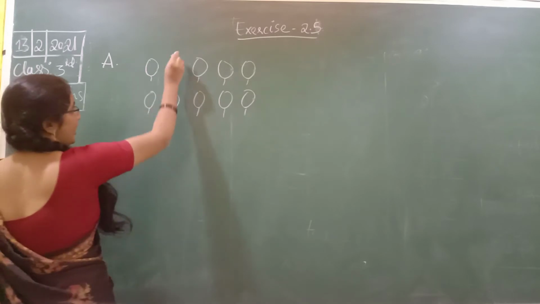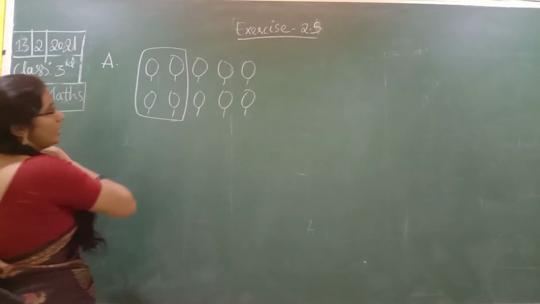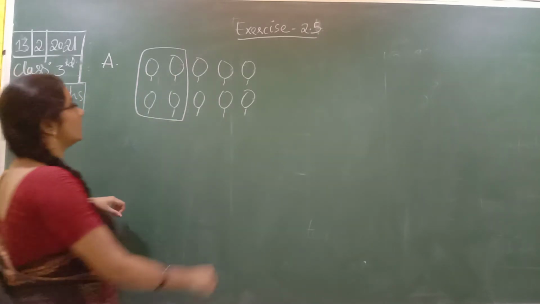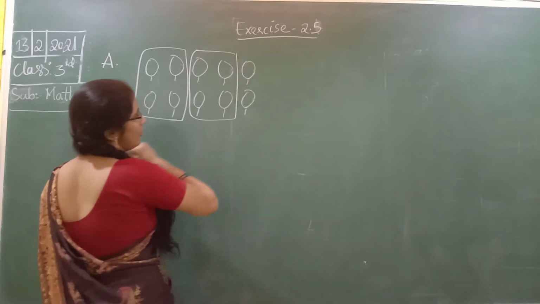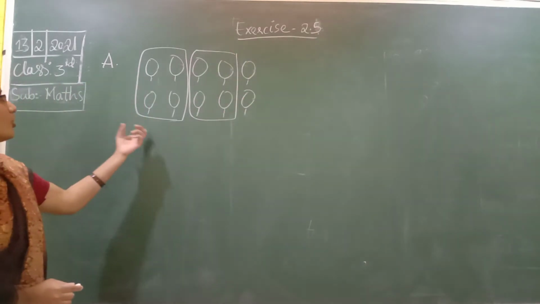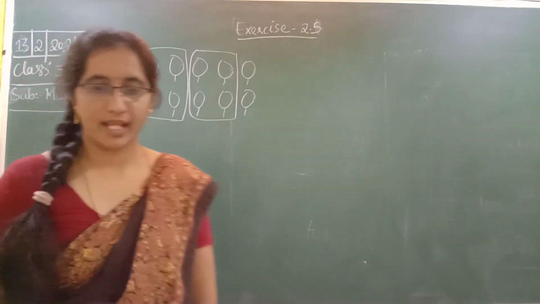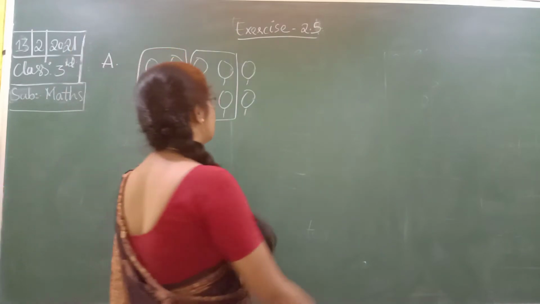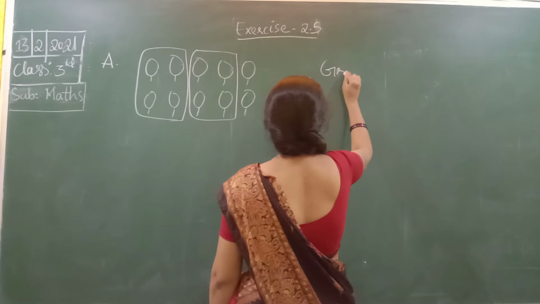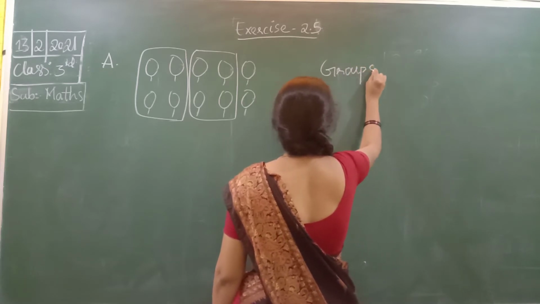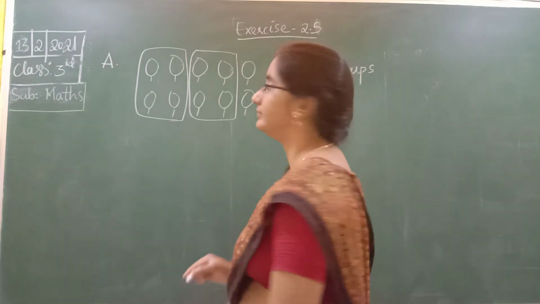That means one group should have 4 balloons, and another group also has 4 balloons, and the remaining leftover is 2 balloons. They asked how many groups there are? That is 2 groups. How many balloons are left over?